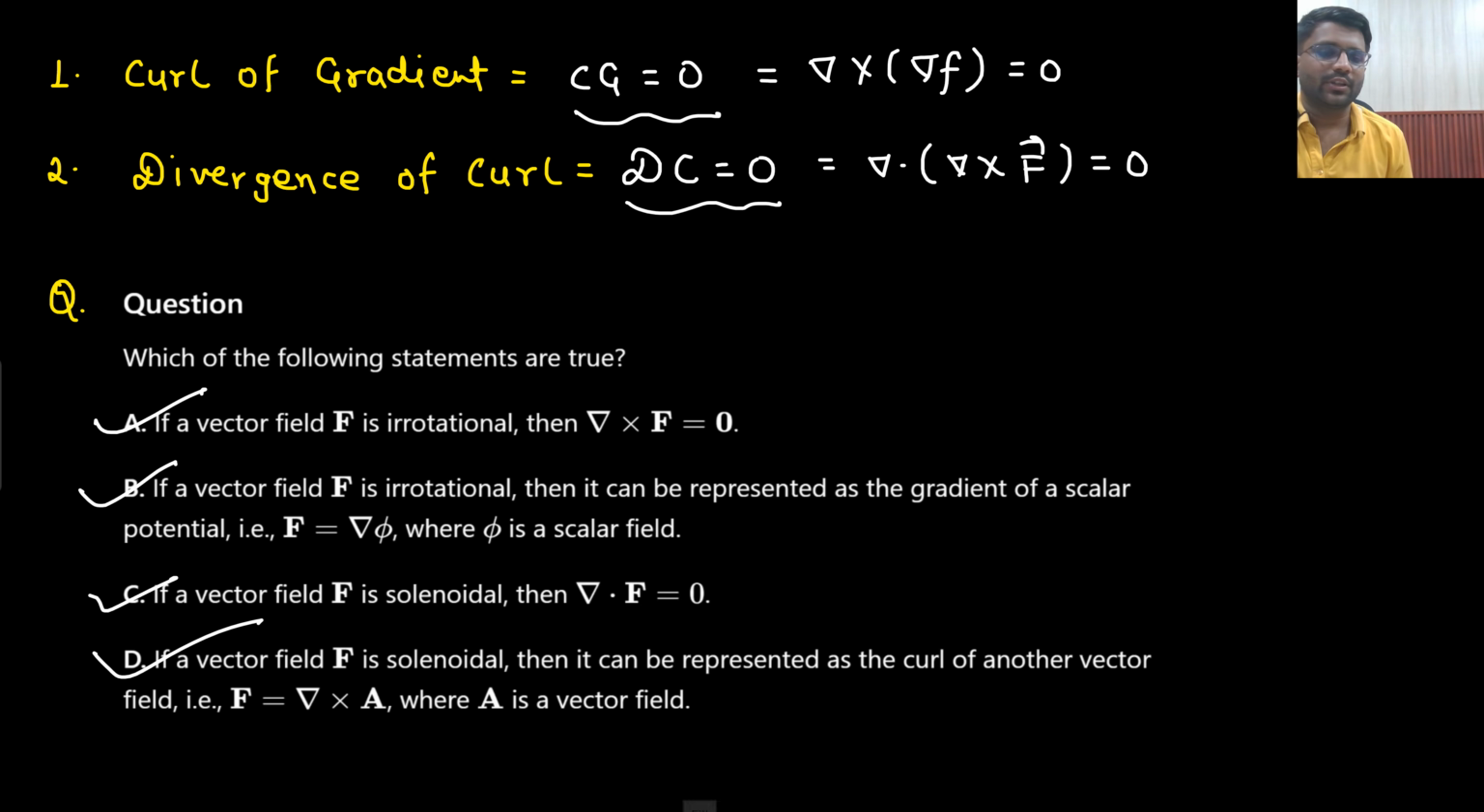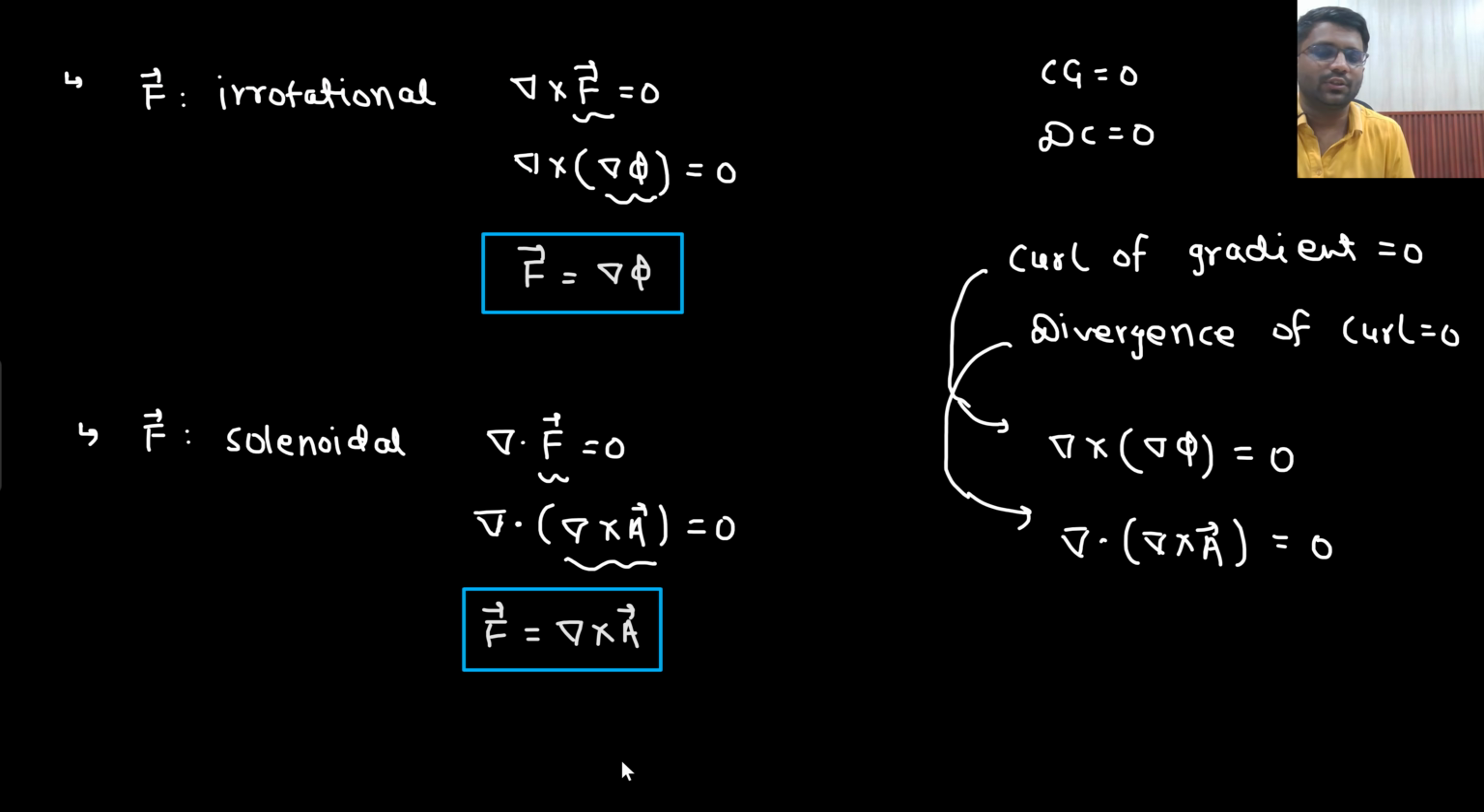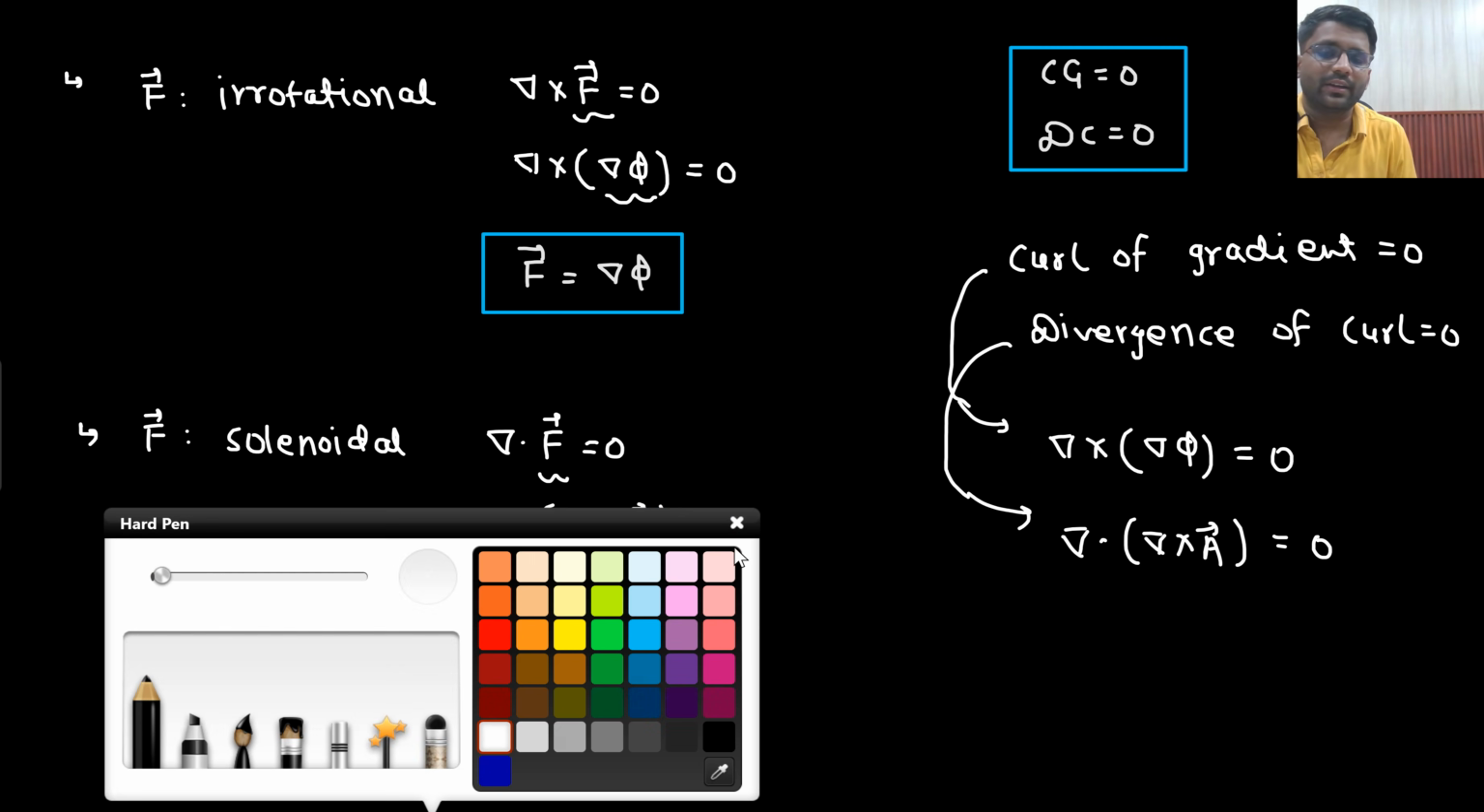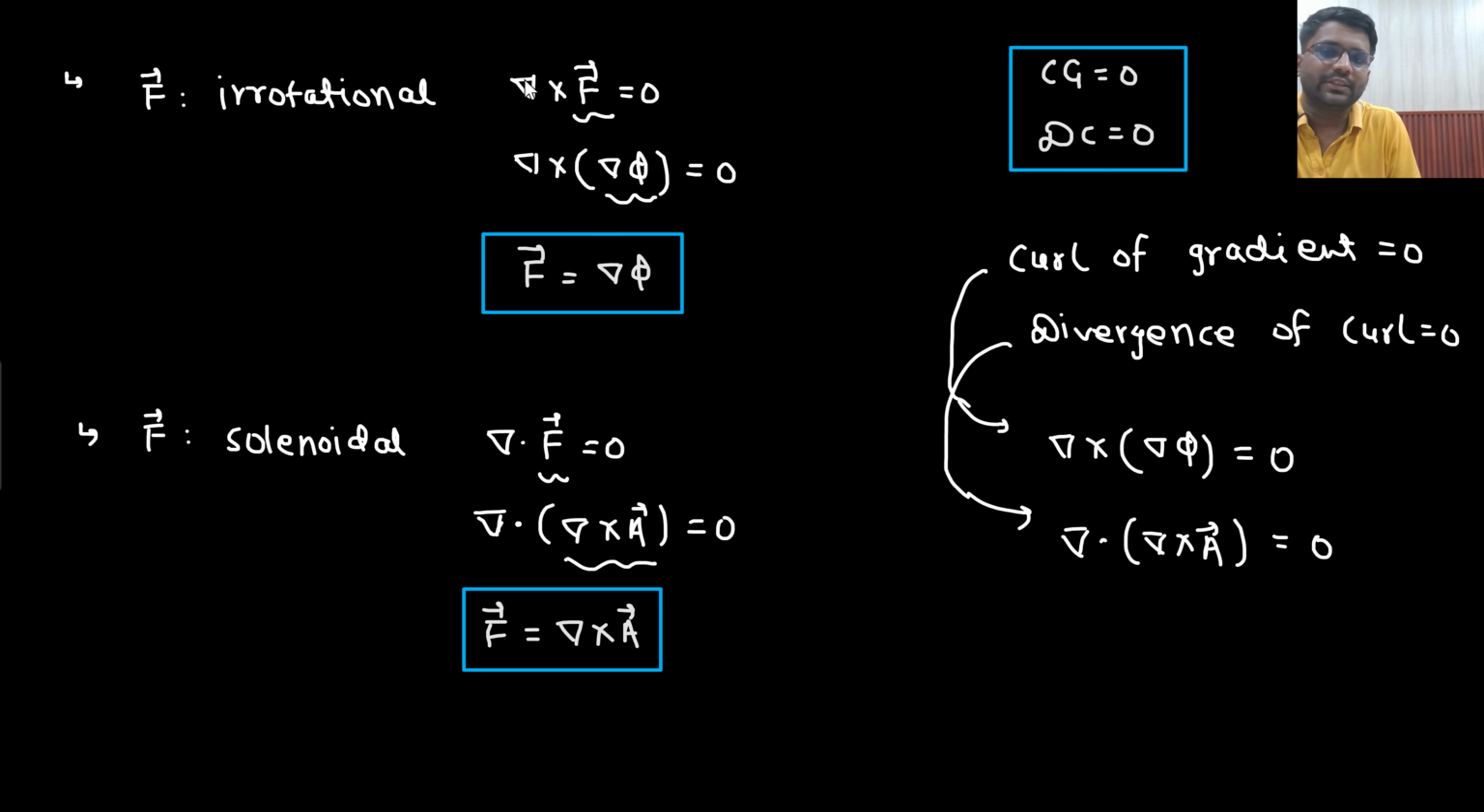So for these kinds of questions, only two things you need to remember: DC equals 0, CG equals 0. That's it. Then you will be able to write down, sir, curl of gradient, divergence of curl. Then you see what is given. Del cross F is given. So from here what do you know? Curl of gradient is 0. That means del cross del phi is 0. So F is equal to del phi. Right? And then divergence of curl is 0. That means if divergence is 0, then F could be written as del cross A.